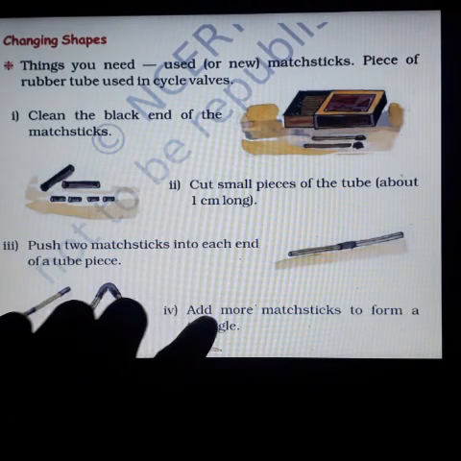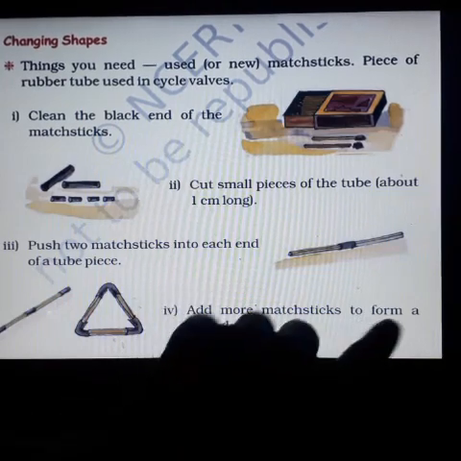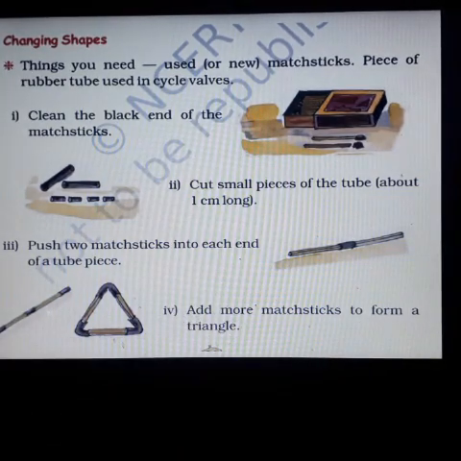And then the fourth point, add more matchsticks to form a triangle. In this way, you can make different shapes: triangle, square, pentagon, hexagon, octagon, as many shapes as you like by using matchsticks and rubber tubes.